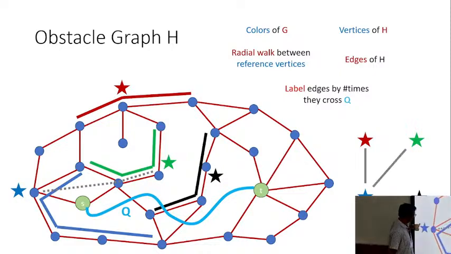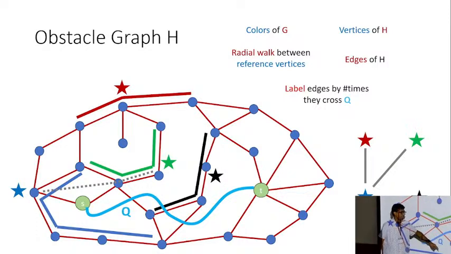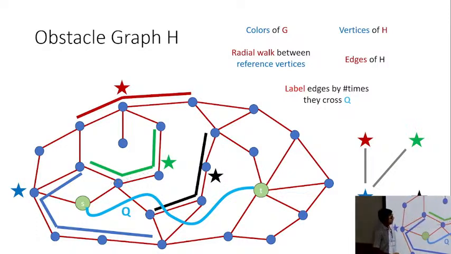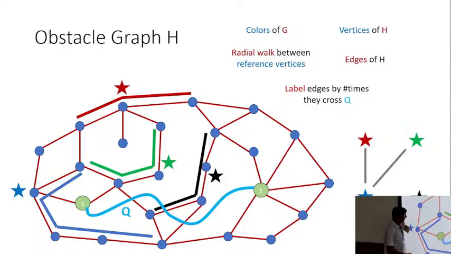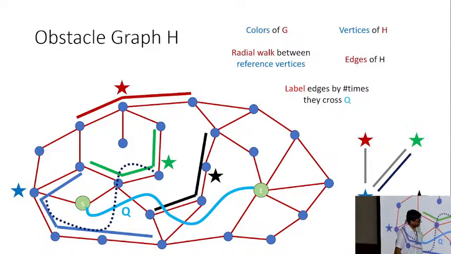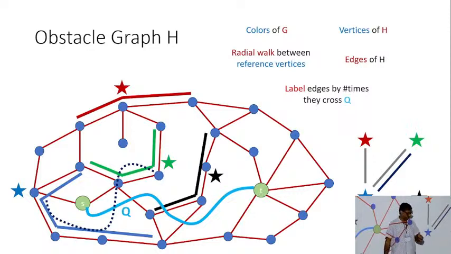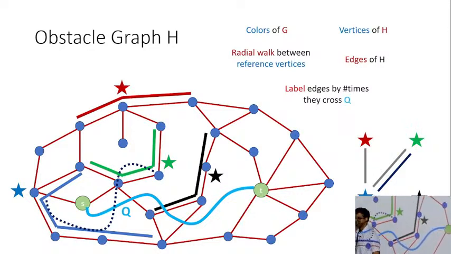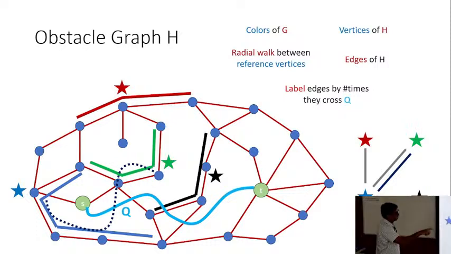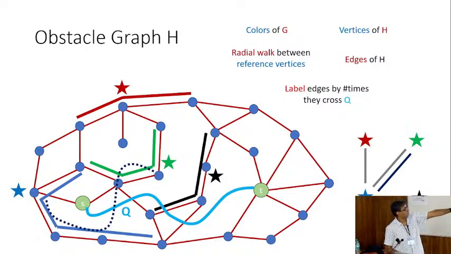Okay? So for example, look at this blue and the green vertex. If you look at this, this does not cross this, so I just added one edge. But if I look at another blue to green path that crosses this cut once, now I will give another edge with a different color. So think of this: if it crosses an odd number of times, it is 1. If it crosses an even number of times, it is 0. So this is how you can define your obstacle graph with parity.